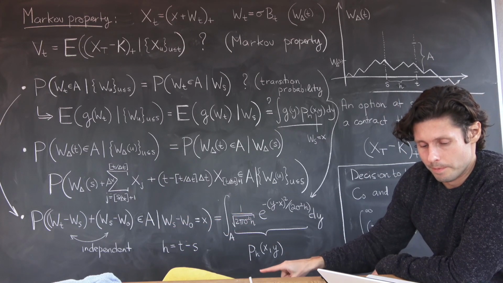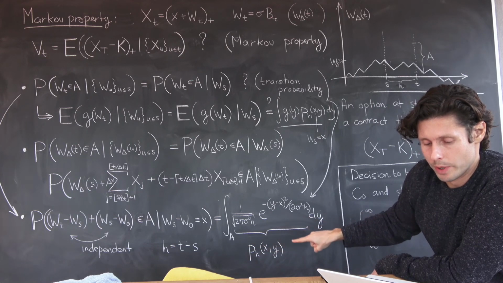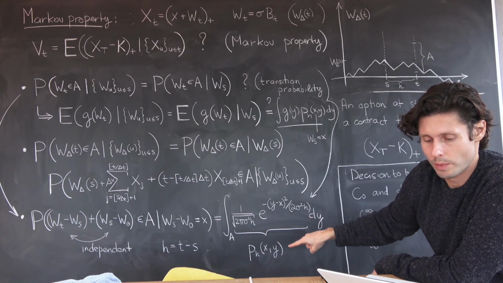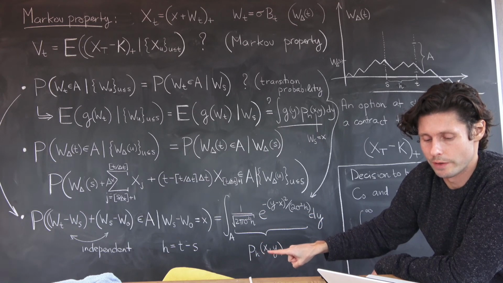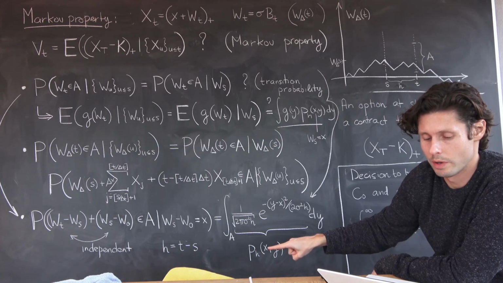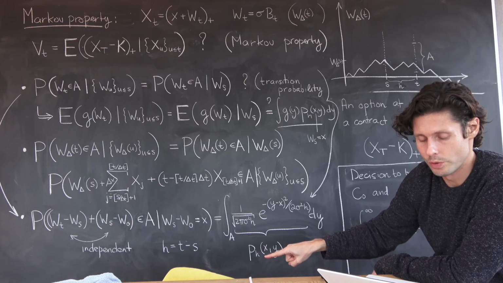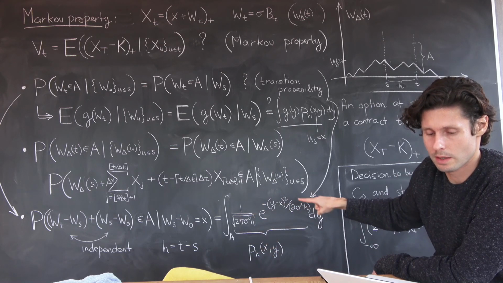This is what would now be called my transition probability. This is the transition probability for the Brownian motion, transitioning from state x to state y. Both are real numbers, and I have h units of time to do so, and this density takes this form.